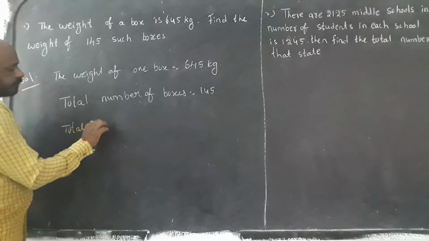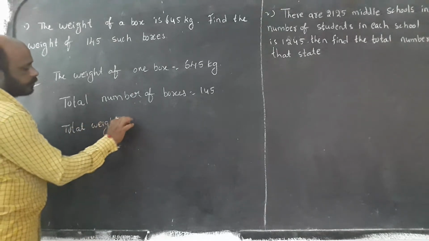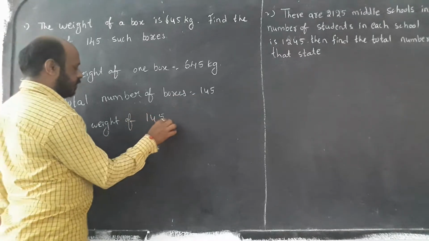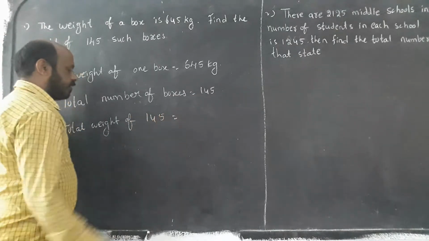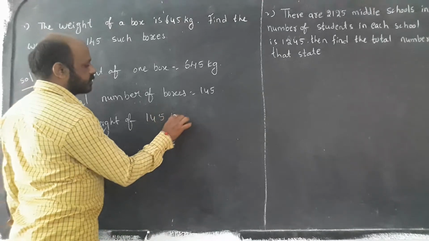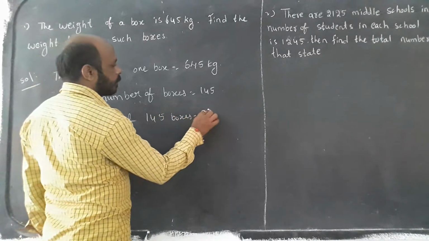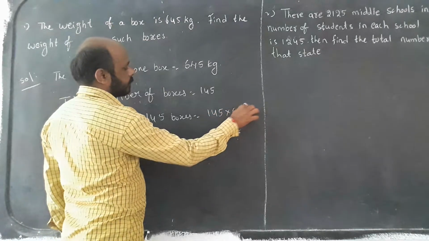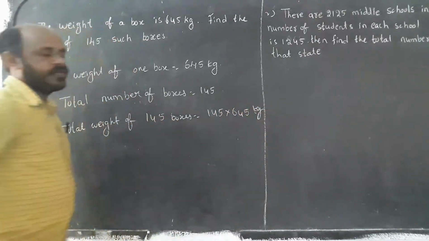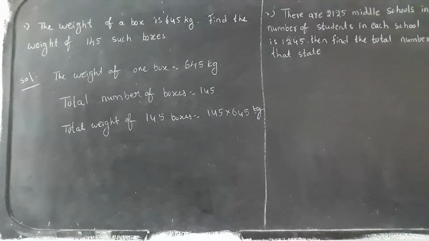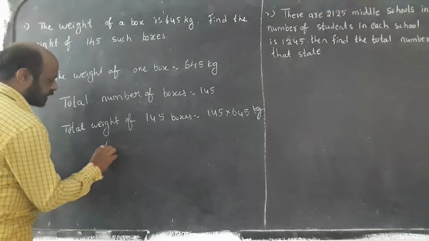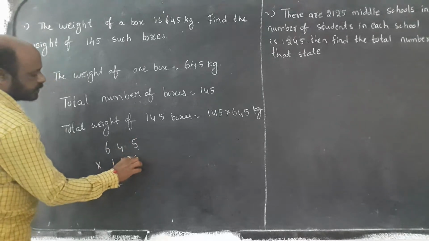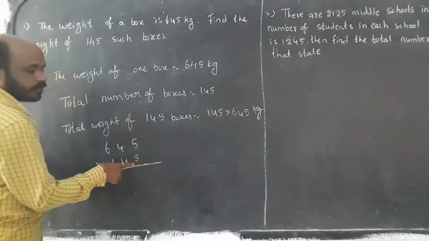Total weight of all boxes, how many are there? 145 boxes. Total weight of 145 boxes is equal to 145 into 645. Then we have to do the multiplication. 645 into 145, multiplicand and multiplier are both the same number of digits. Then go to the first one.